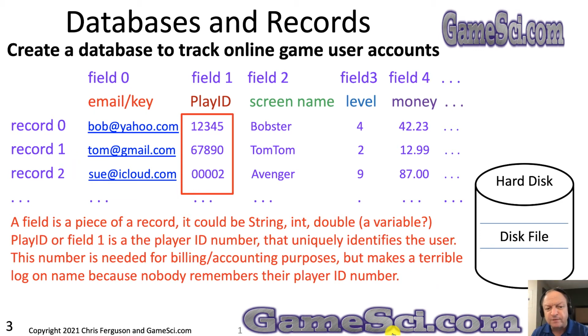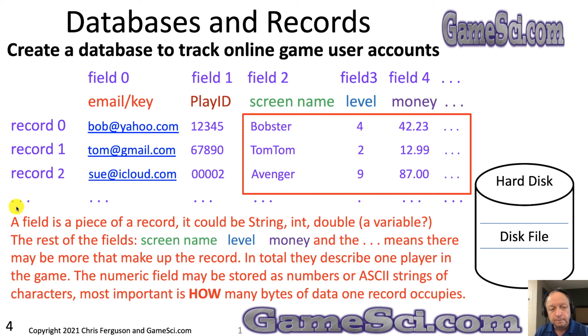A field is a piece of a record. This could be a string or an int. Obviously, it's a string over here. This definitely could be an int. It could be a double. It could be a variable, to be honest with you. This is the player ID, or field 1. It's the player's ID number that uniquely identifies the user. This number is typically needed for billing or accounting purposes, but it makes a terrible logon name because nobody remembers their player ID number. Internally, this is usually generated so the accounting department has some way of uniquely identifying each player other than the email address.